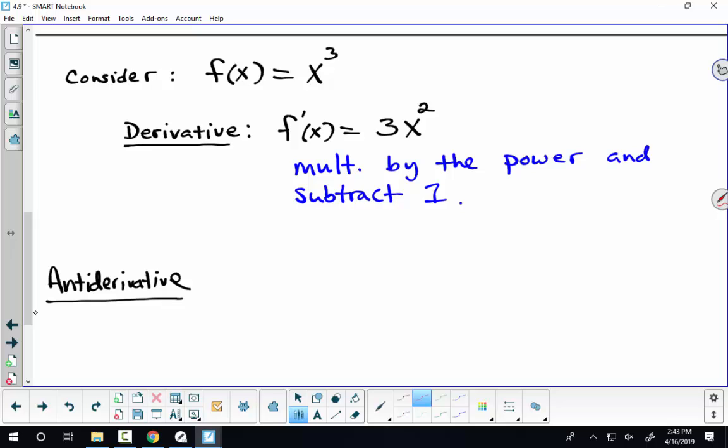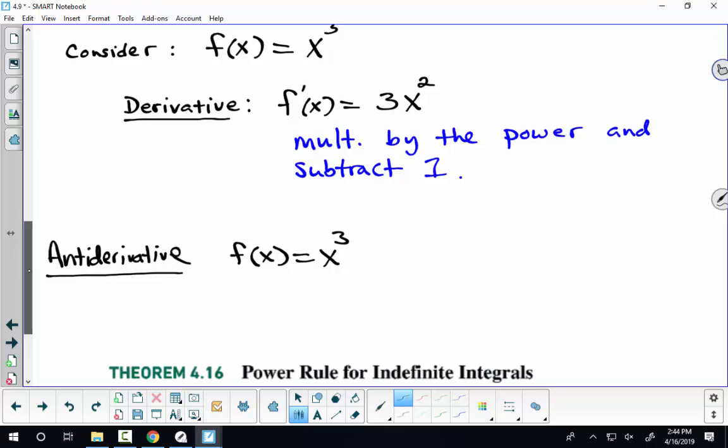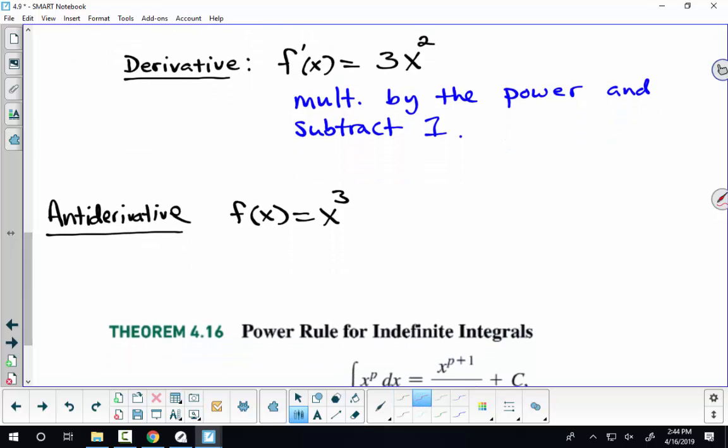So in order to find the antiderivative of something like x cubed, we have to reverse that process of multiplying by the power and subtracting 1. We're completely reversing that. So instead of multiplying and then subtracting from the power, we're first going to add to the power.